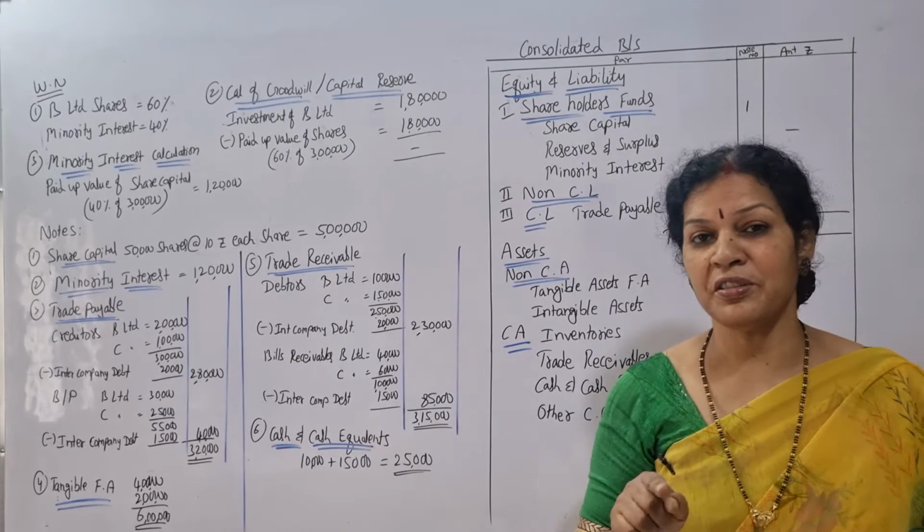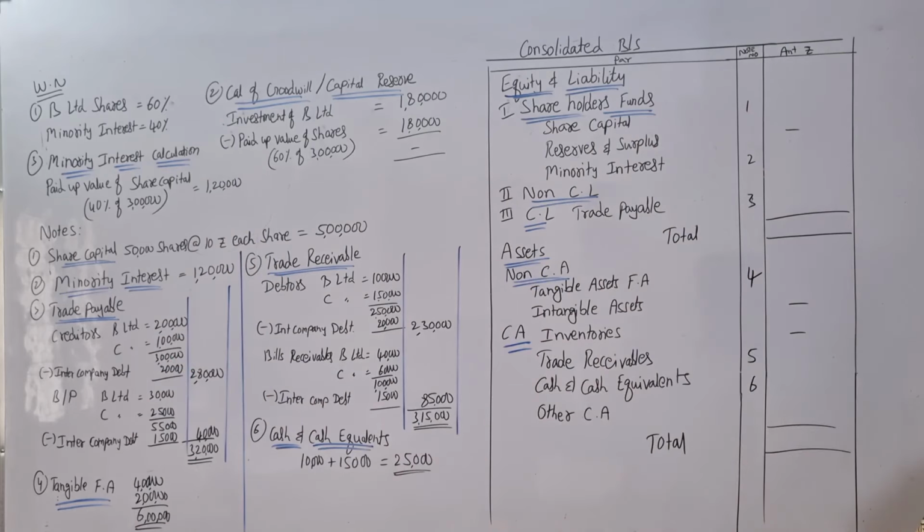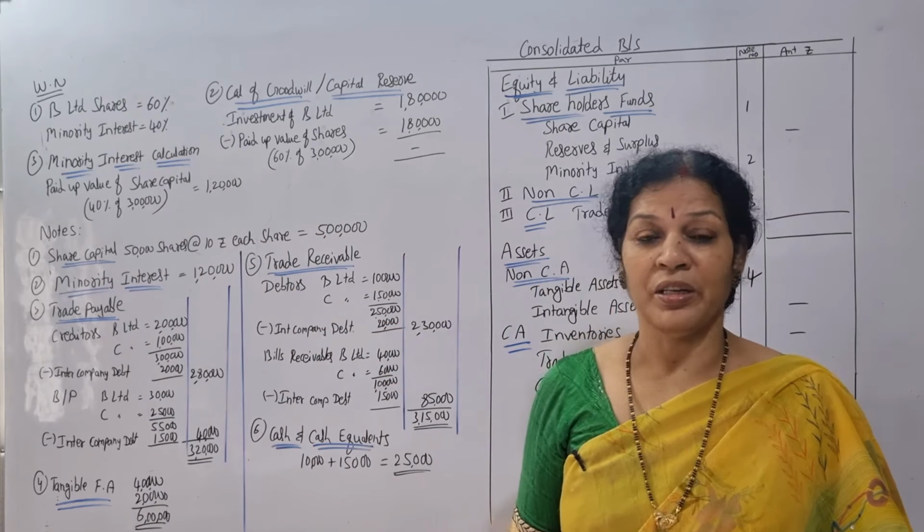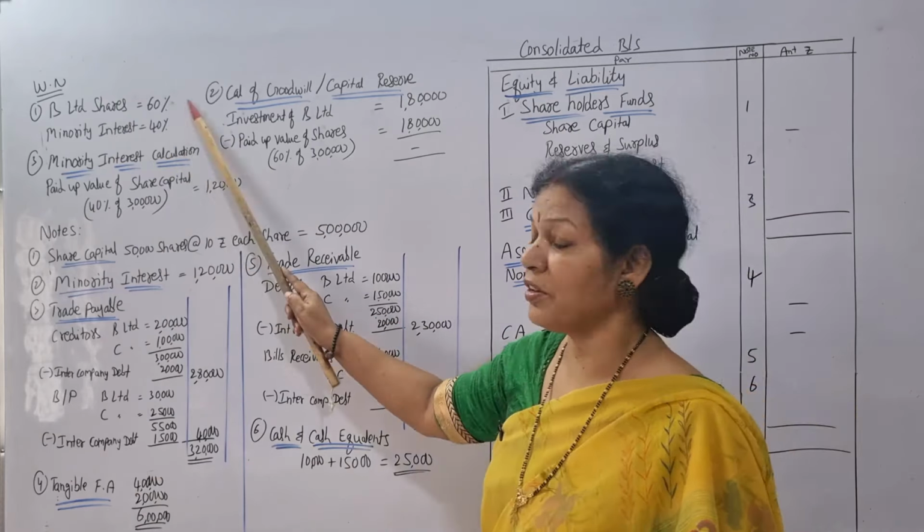Working notes are different from notes. Notes means the accompanying information related to the consolidated balance sheet. Now here, B Limited's shares are 60%, meaning Bharat Limited, which is nothing but the holding company. Holding company shares are 60%, which means the rest of the 40% is minority interest, outsiders 40%.